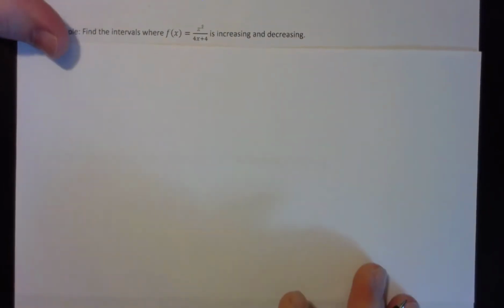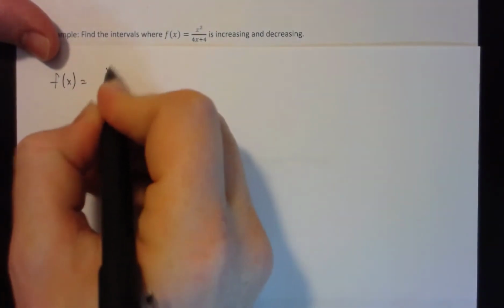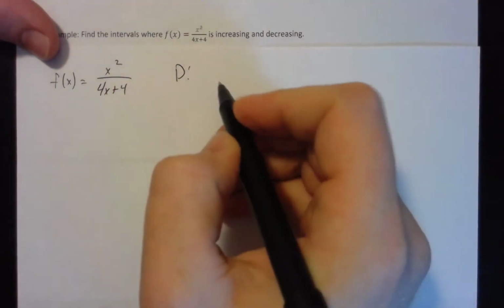In this video, we'll be once again covering increasing and decreasing of a function using function analysis or derivative analysis. In this example, we're going to be covering f of x equals x squared over 4x plus 4. Now, one thing I'm going to note about this is, what is the domain of this function?